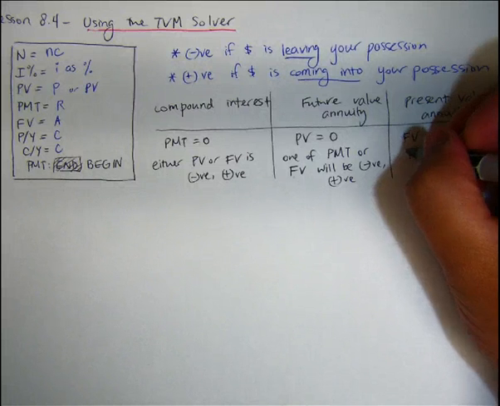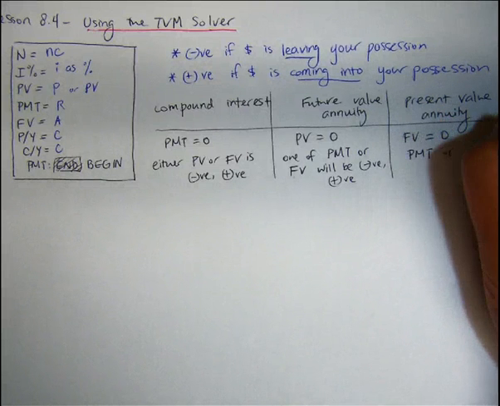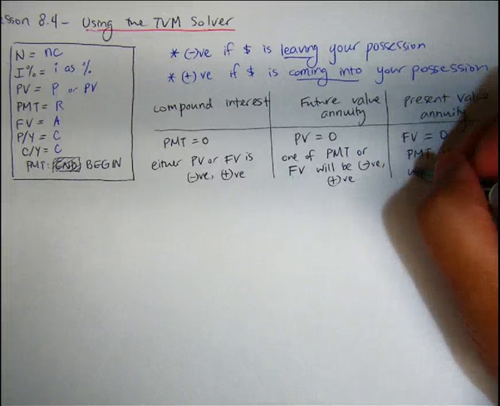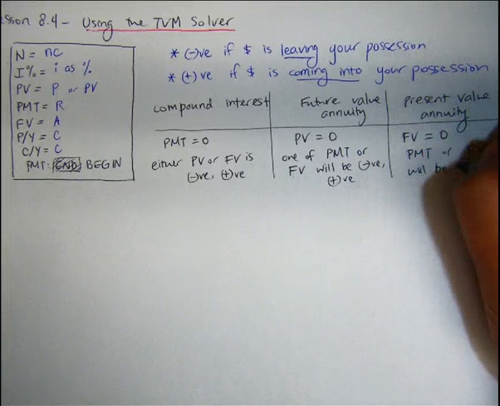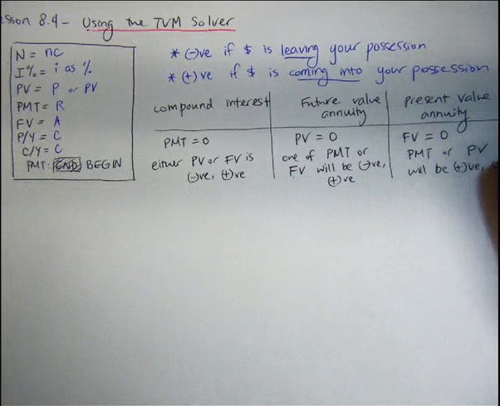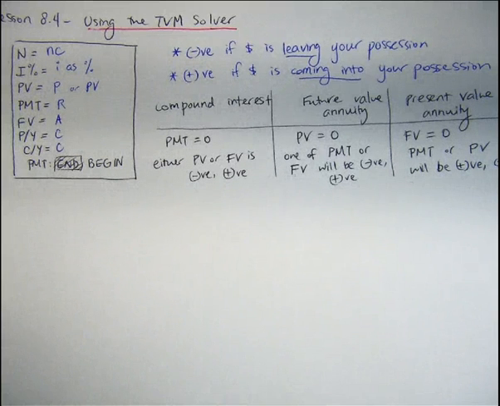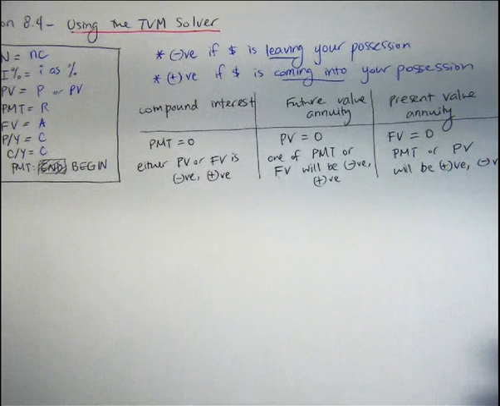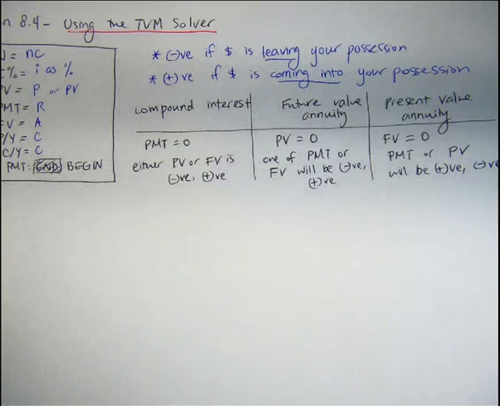Okay. And then either PMT or present value will be positive and the other one will be negative. And that's really it. Congratulations on finishing grade 11 functions.